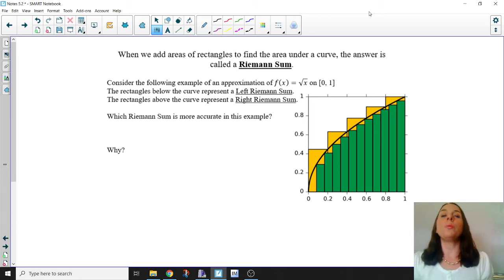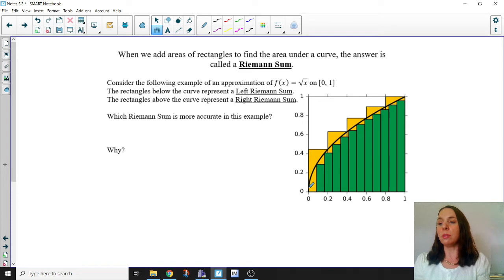Okay, so these RAM, rectangular approximation techniques, they are called Riemann sums. And, here's just one more example of rectangular approximations that, again, we can just put the name Riemann sum to. You probably heard me say that before. Okay, so this is the function, the square root of x over the interval from 0 to 1. And it tells us that the rectangles below the curve are the left Riemann sum, and the rectangles above the curve are the right Riemann sum. The question is, which Riemann sum is more accurate in this example and why?